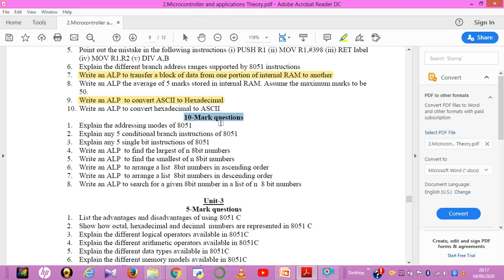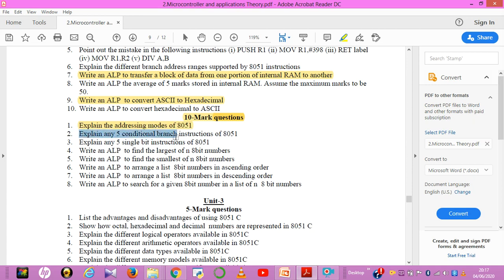Now we'll go for the 10 marks section. Here, the first question is one that is asked so many times in the exams: explain the addressing modes of 8051. You have to explain all 5 addressing modes with an example to get 10 marks. Each addressing mode explanation carries 2 marks. Next, out of these 2, they are going to ask any one.